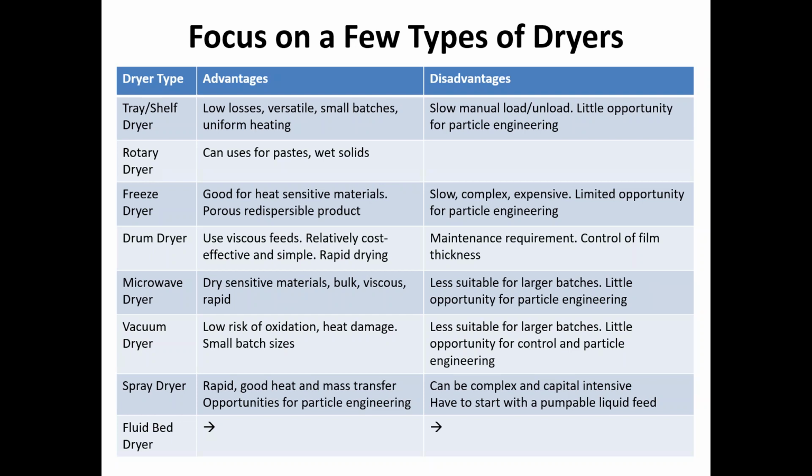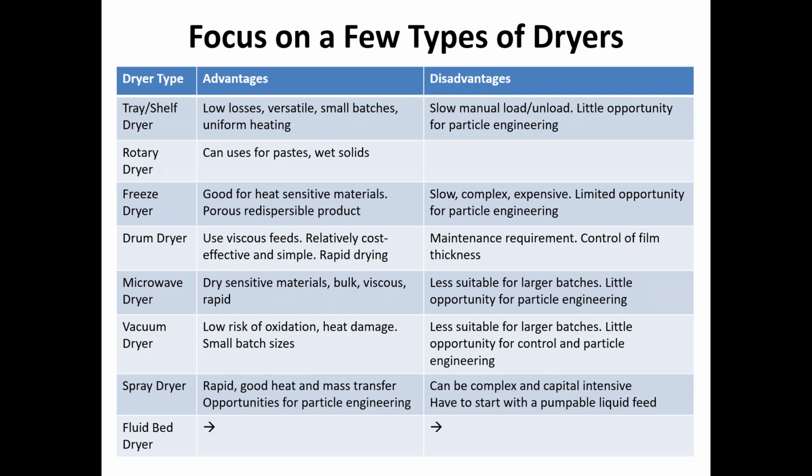And here we've summarized some of the more common types with advantages and disadvantages. You might need to classify your material in terms of how fluid it is, whether it's wet, whether it's a paste, whether it's a slurry or a solution. I'm just going to run through some of these. So tray or shelf drying can lead to very low losses. It's very versatile. It's very good for small batches. It gives you pretty uniform heating of the material, but it's slow to manually unload and load those trays, and it gives you little opportunity for the particle engineering we talked about.